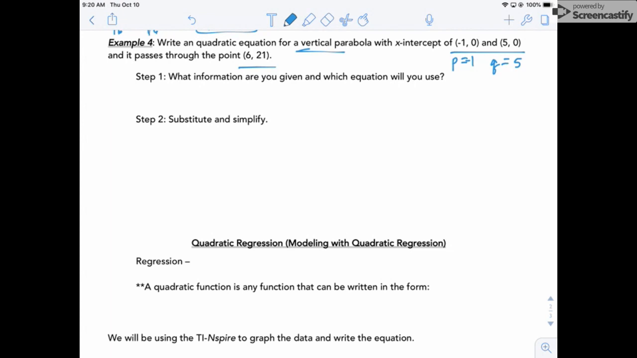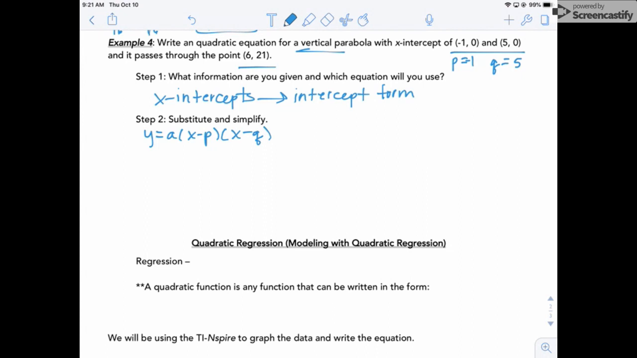So what information are we given and which form will we use? Well, anytime we're given x-intercepts, you should automatically know that we're going to use intercept form, which is y equals a times (x minus p) times (x minus q).